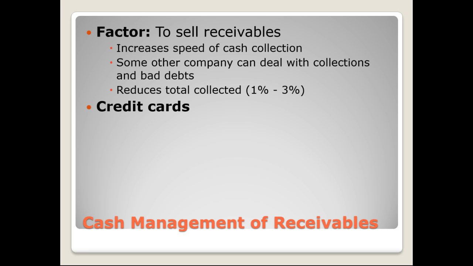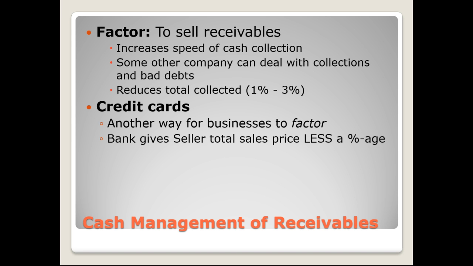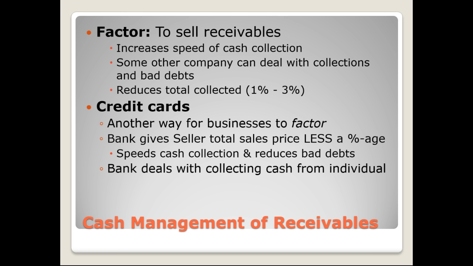Another thing companies do is they encourage the use of credit cards by their customers. This is actually another way for businesses to factor or sell their receivables. It means they don't require cash up front from their customers. What they do is they allow their customers to pay with the credit card, meaning the bank then pays the seller, usually within 24 to 48 hours, but they don't give the seller the full amount of the sale. There's always some sort of discount, often called the merchant fee. So it speeds cash collection and it reduces the bad debts, but it does mean that the company receives a little less than the total sale.